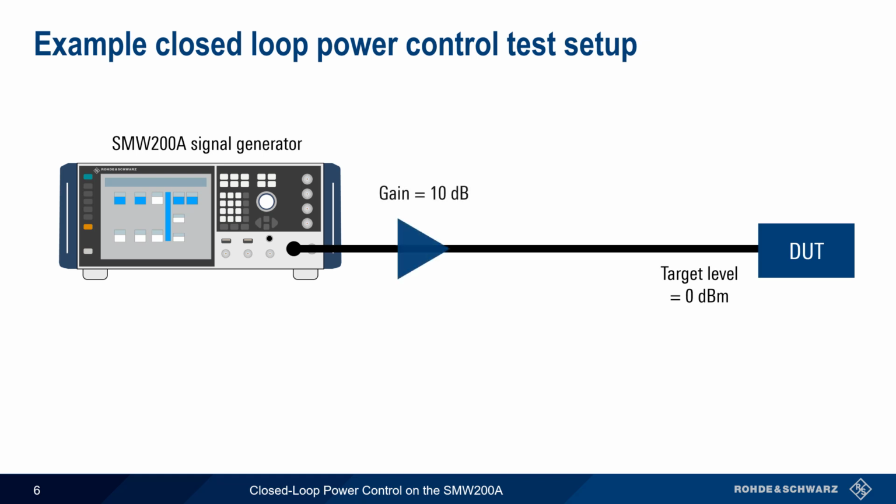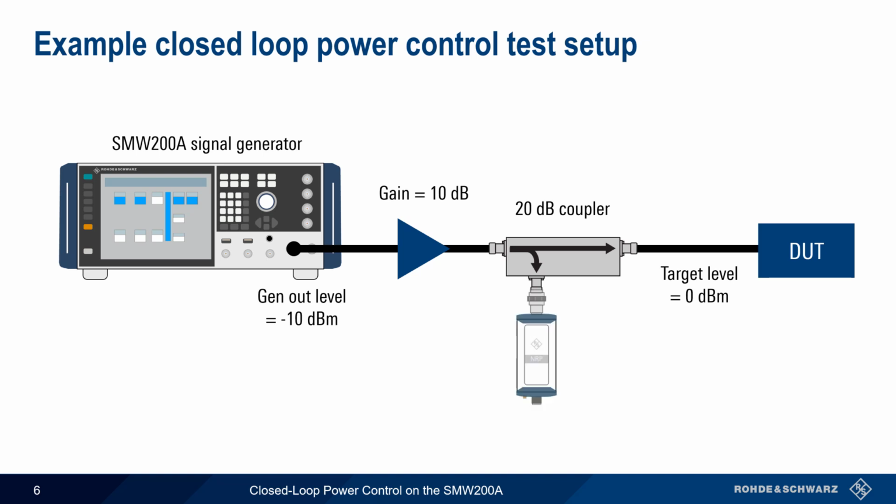An amplifier with a nominal gain of 10 dB is downstream from the SMW, so the SMW output power is set to minus 10 dBm in order to have a level of 0 dBm at the DUT input. Since the gain of this amplifier may change based on frequency, temperature, etc., we implement closed-loop power control by placing a 20 dB directional coupler in the path.